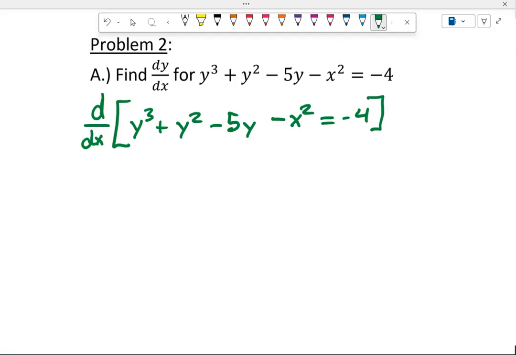Take the derivative of each term. Go ahead and do that. What would be the derivative of each term? Remember, if you have a y, you need a dy dx. Go ahead and do each term. We'll check in.